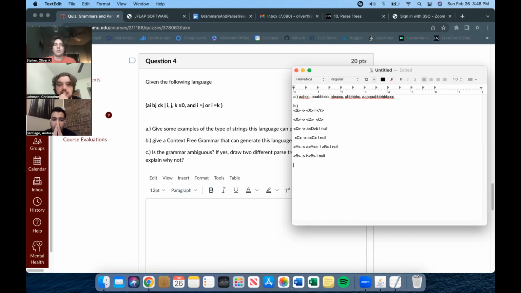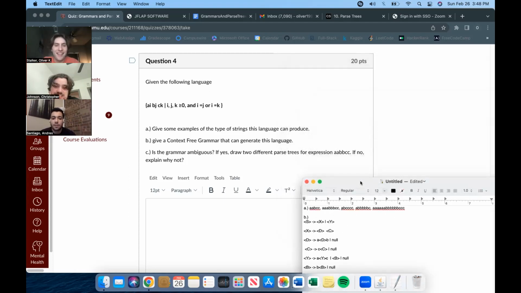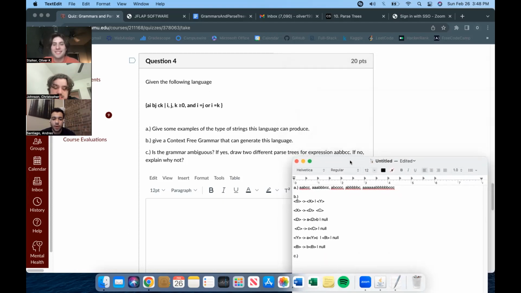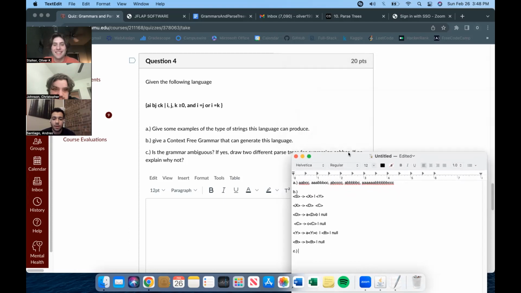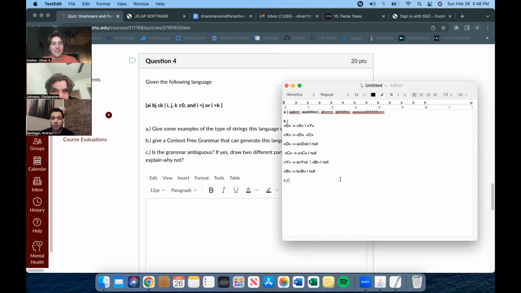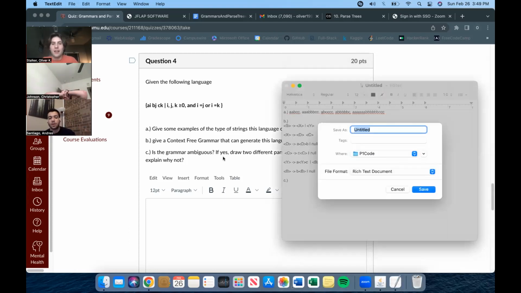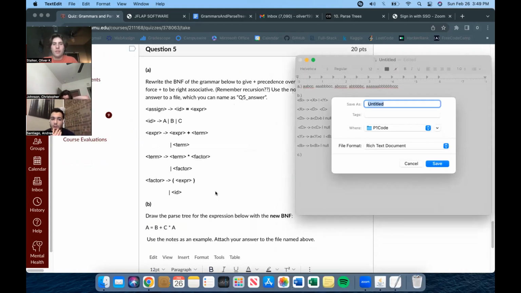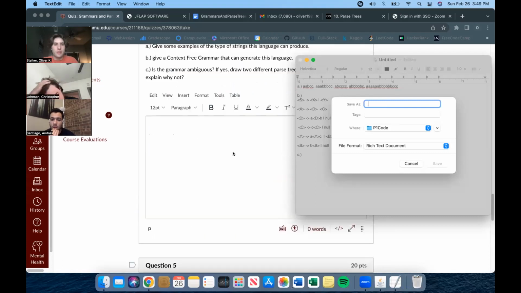Cool. Is the grammar ambiguous? Oh god. I think it would be. If so, draw two different parse trees for expression ABC. I don't think it should take too long. And we have a lot of time left, right, Oliver? Yeah, we got 40 minutes. Okay. Let me save this real quick.